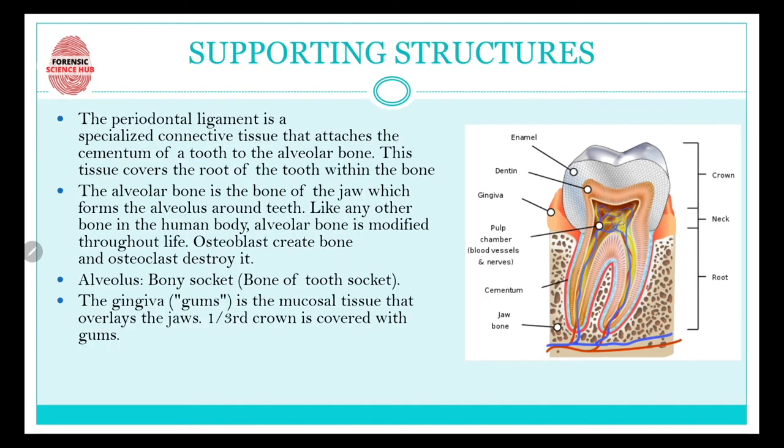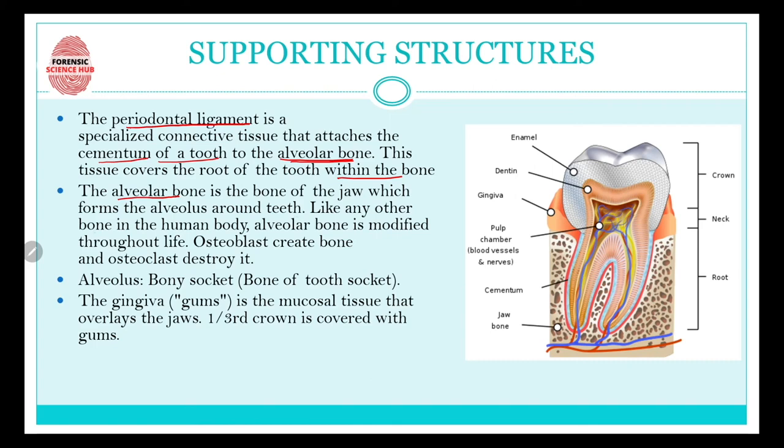Then there are some other supporting structures also, that is the periodontal ligaments. Periodontal ligament is a specialized connective tissue that is responsible for attaching the cementum of the tooth to the alveolar bone or the jawbone. This tissue covers the root of the tooth within the bone. Then there comes alveolar bone. It is the bone of the jaw which forms the alveolus around the teeth. This is basically the jawbone.